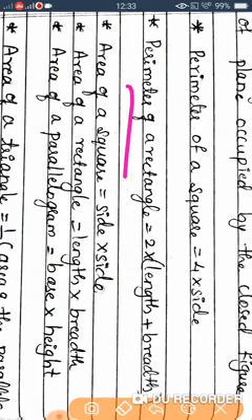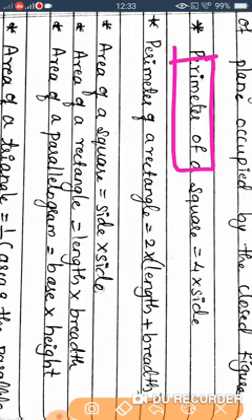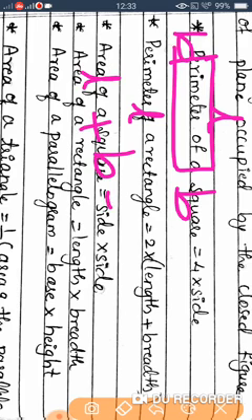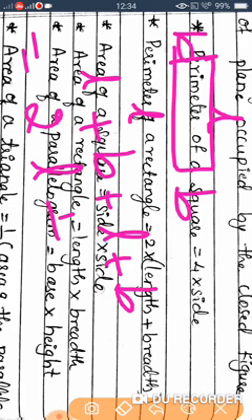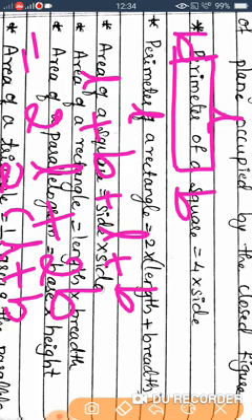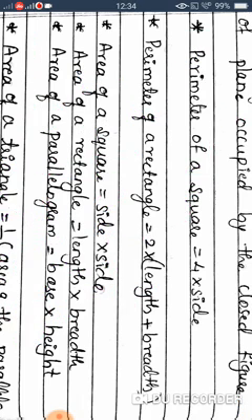Then perimeter of a rectangle. If it is a rectangle with length and breadth, the sum of all sides is length plus breadth plus one more length plus one more breadth. How many lengths are there? 2 lengths, plus 2 breadths. So 2 is common for both, and the perimeter is 2 into length plus breadth. In shortcut, 2 into (L plus B).